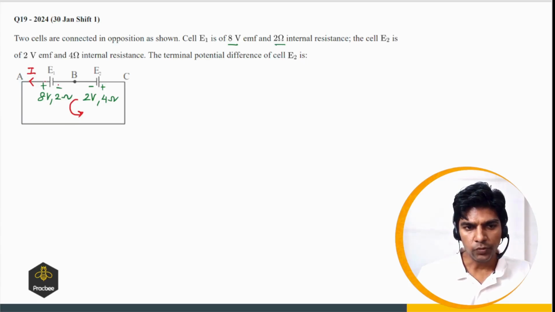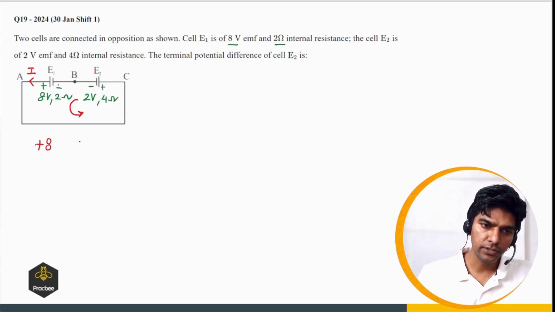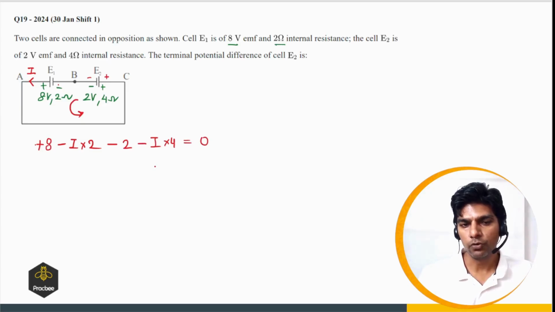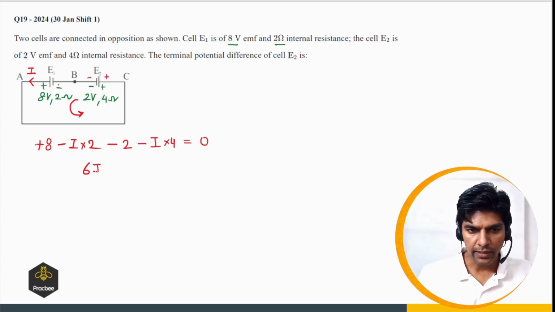as we go from negative to positive, there is an increase in potential by 8, and we are going in the direction of the current through the resistor, so there will be a decrease in potential, so minus I times 2. Then now we are going from the positive to negative, so there will be a decrease in potential across this cell, so it will be minus 2, and since we are going in the direction of the current across the resistor, it will be minus I times 4, so it comes out to be 0. So here I have applied Kirchhoff's loop rule, and from this 6I comes out to be 6, so I will be 1 ampere.